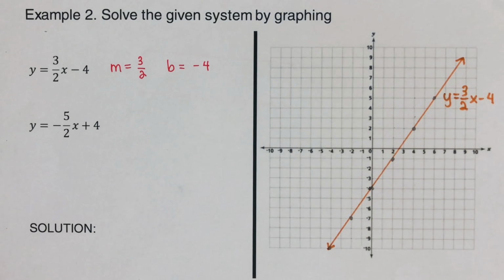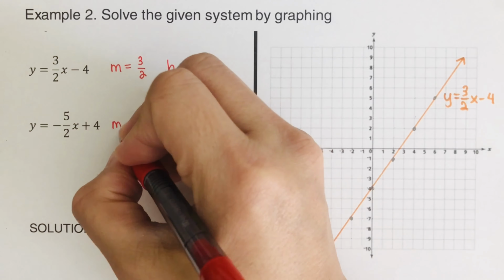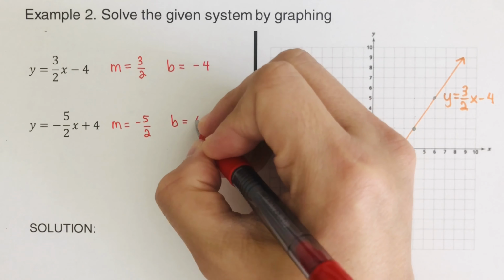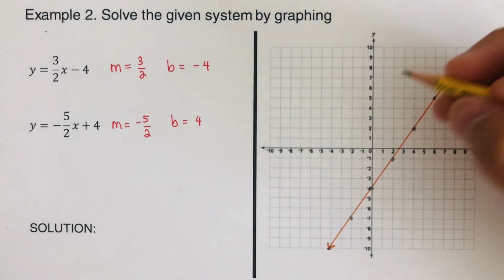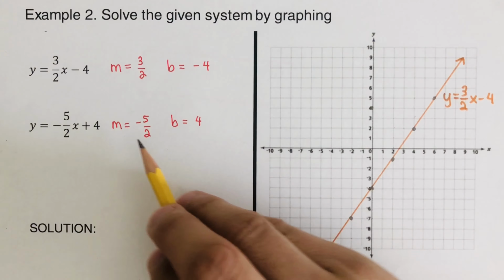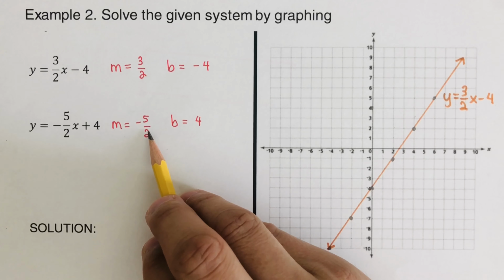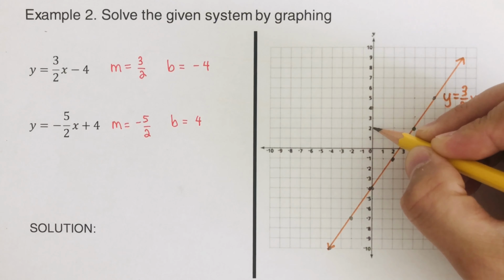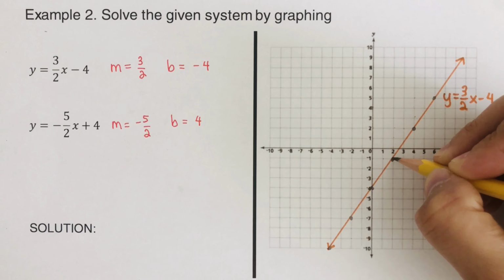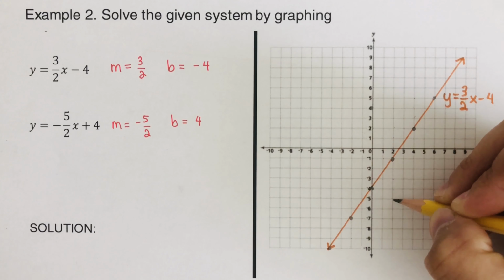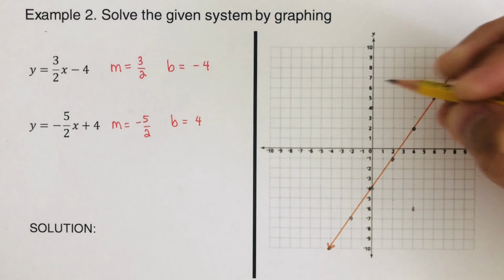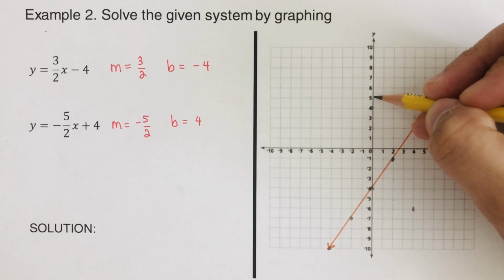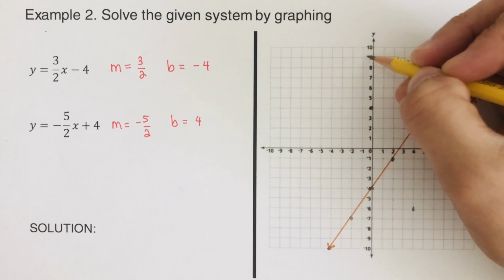Now let's do the second line. Our slope for this is -5 over 2, and the y-intercept is +4. So it's going to start on +4 right here. And since it's -5 over 2, I go down 5, right 2, and repeat. Then I can go up 5 and left 2.